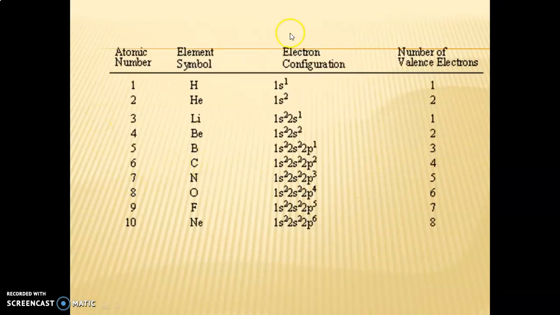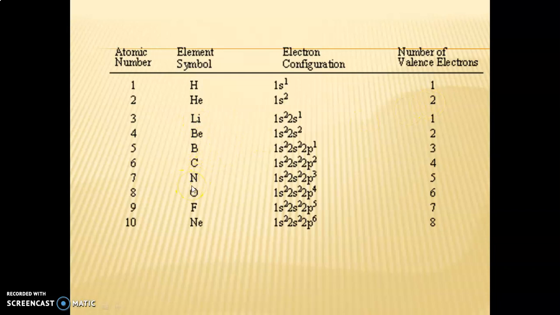This table shows the valence electrons of a few elements. Hydrogen, H, has electronic configuration 1s1, so in its outer orbit it has 1 electron. Helium has 2 electrons in its outer orbit. Similarly, lithium, beryllium, boron, carbon.